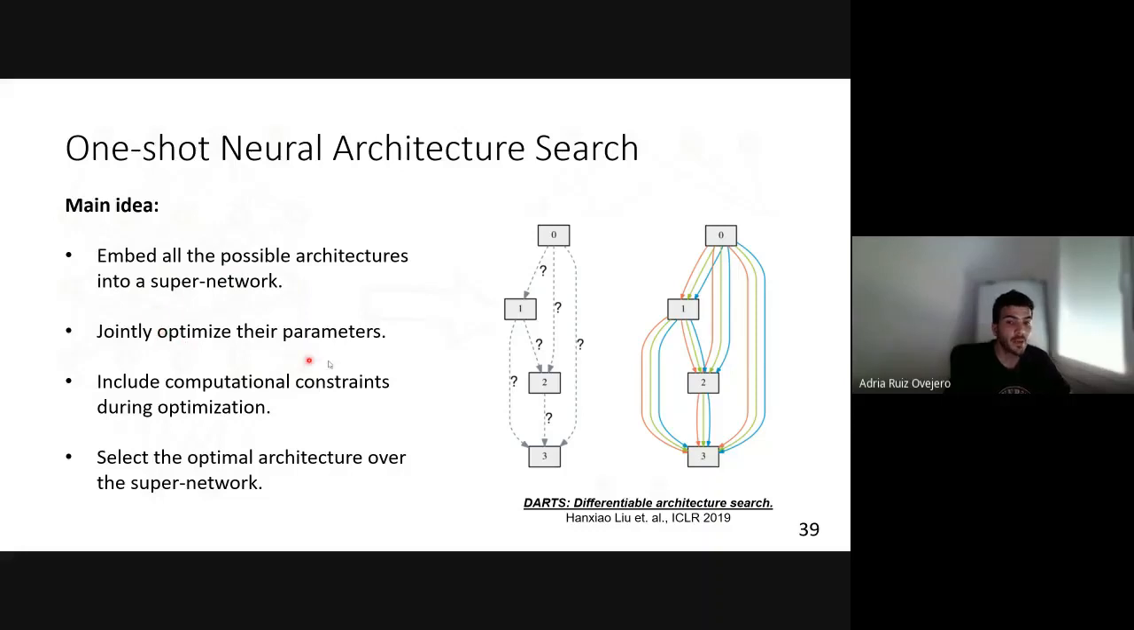If we have this, we can jointly optimize them by optimizing the super network. We are also optimizing, at the same time, all these small architectures that are embedded in it, and we can also include the computational constraints. Then, when we have trained the super network, we can select the best architecture that is embedded in it. Maybe now the idea is a little bit abstract and high level, but I will show you in more detail how typically this is done.